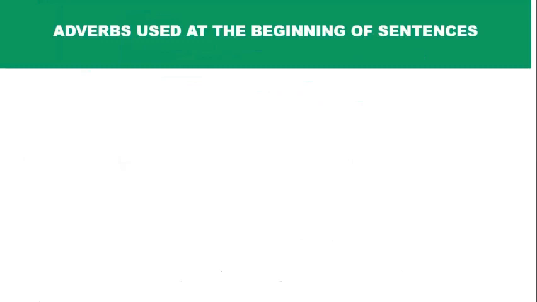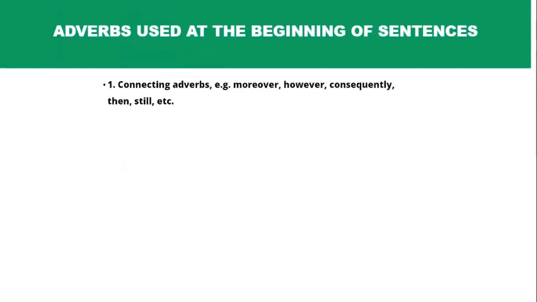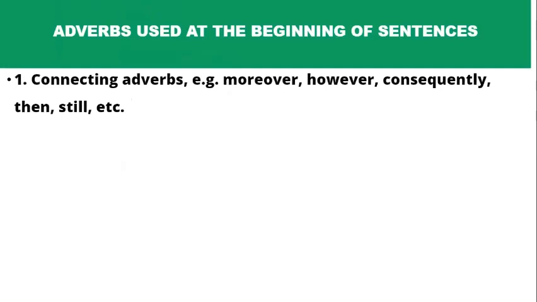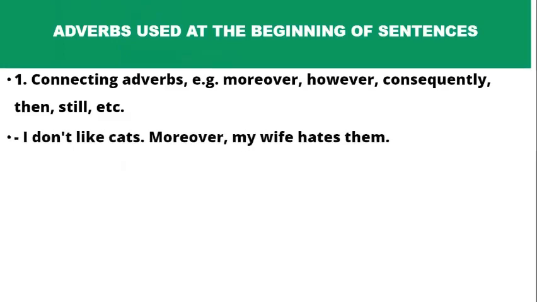Let's begin to look at adverbs used at the beginning of sentences. Connecting adverbs. For example, moreover, however, consequently, then, still, etc. Now, let's look at some examples. I don't like cats. Moreover, my wife hates them. You see, so we use moreover at the beginning of a sentence.